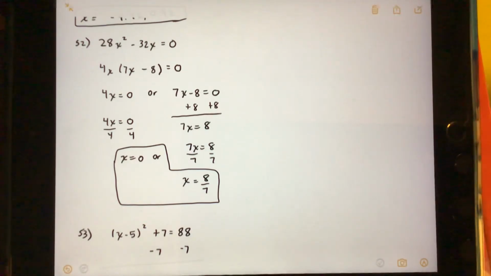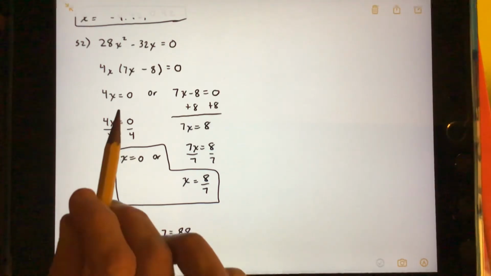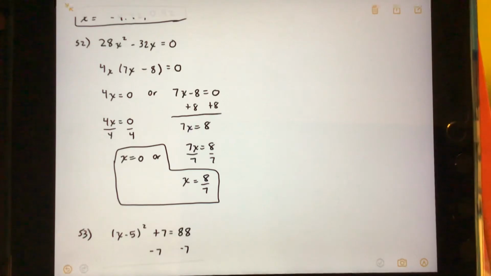Then we're going to set each of those factors equal to 0 and use the zero product property here to find out the two values of x. So either 4x is equal to 0 or 7x minus 8 is equal to 0. And solving both of those, we'll arrive at x is 0, or x is 8/7. And if we want to divide this out to 1 and 1/7, that's fine, but we're not measuring or graphing with this number, so 8/7 is perfectly acceptable. It is a fraction in fully reduced form.